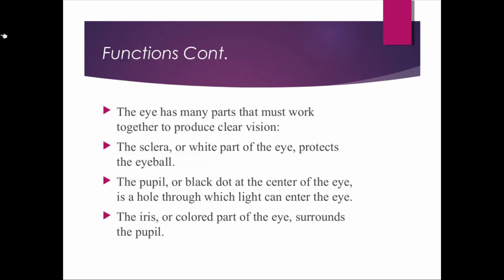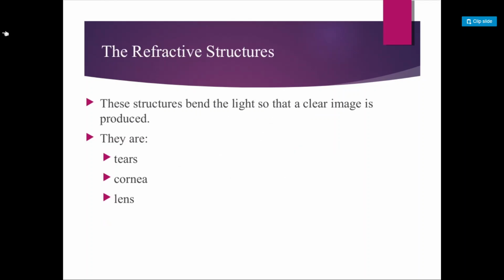The eye has many parts that must work together to produce clear vision. The sclera, or white part of the eye, protects the eyeball. The pupil, or black dot at the center of the eye, is a hole through which light can enter the eye. The iris, or colored part of the eye, surrounds the pupil.